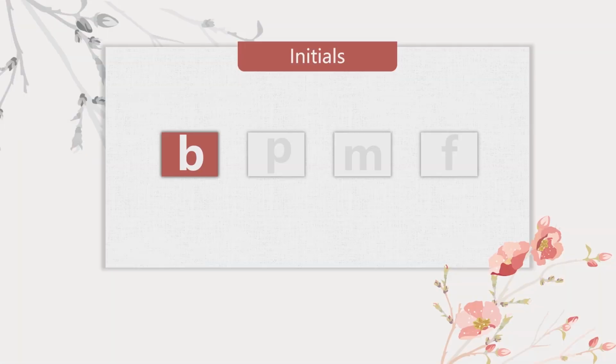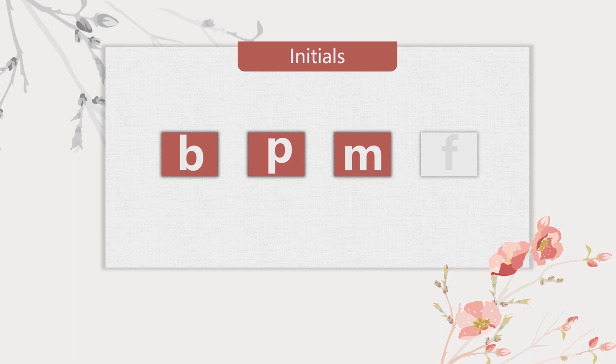Okay, let's go! Our Pinyin are like phonetic symbols in English. With the help of Pinyin, we can spell a lot of Chinese characters. Now, let's just start with 4 of the initials: bo, po, mo, fo.